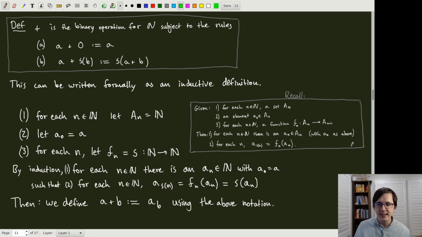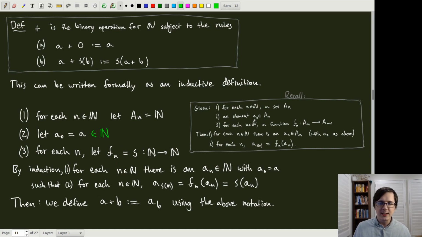And so in this box here, I have what it means to do an inductive definition so that we can refer to it. Okay, so the first thing is we need to choose some sets for every natural number, and that's easy here. We're just going to choose N, the natural numbers. It's not going to change in any way. It's not going to vary on n. The second thing is we need to choose an element of the 0th set. So let's just set the 0th element to be just a itself, which of course is an element of N. So it's an element of A0.